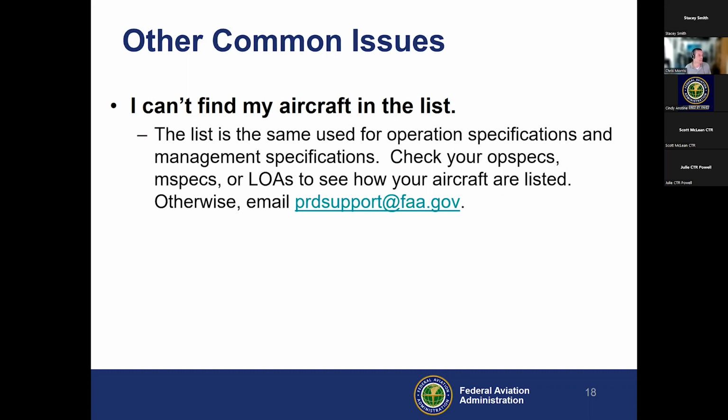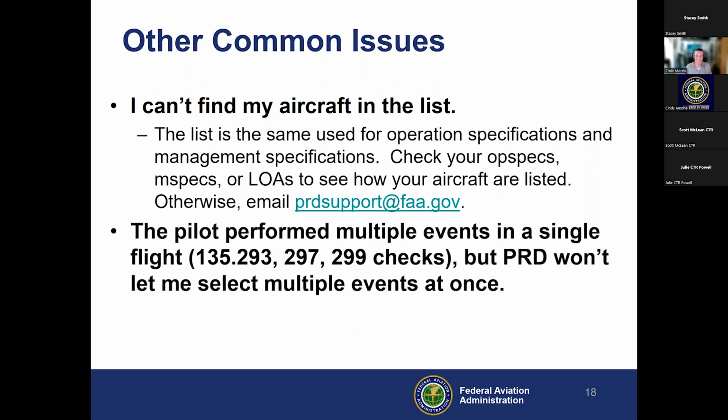Okay. So this one happens from time to time. You perform multiple events in a single flight. This happens a lot in various training programs. An example here is you have a 135 check ride and you do a 293 check and you do a 297 and you do a 299 all in the same flight. And the question is, is this 3 different reports? Do I have to report this one time? How do I do this?